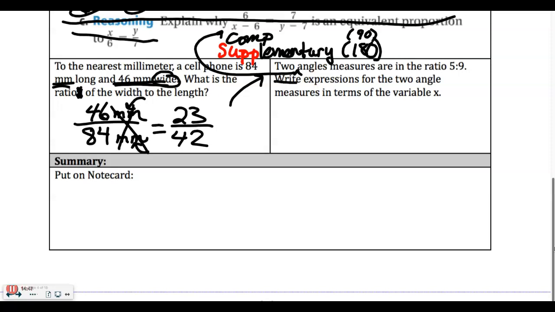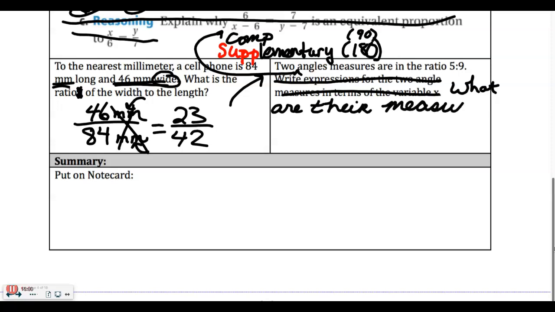We're going to cross this out. And we're going to say, what are their measures? Bam! I'll let you write that down.